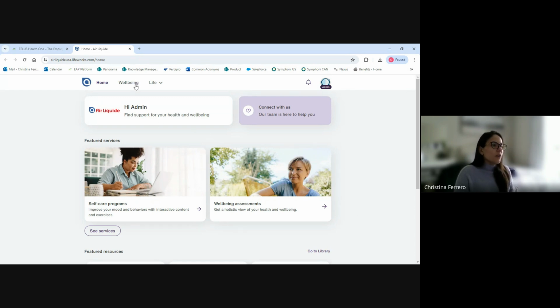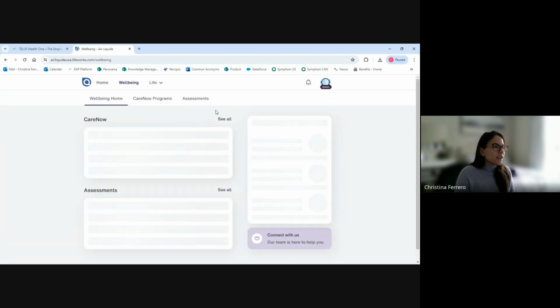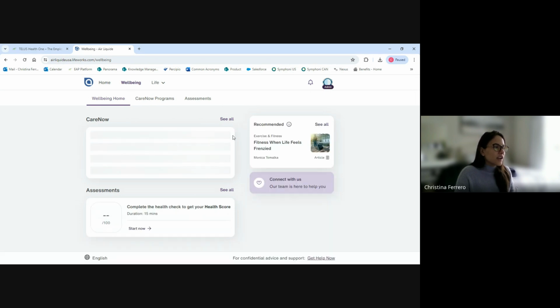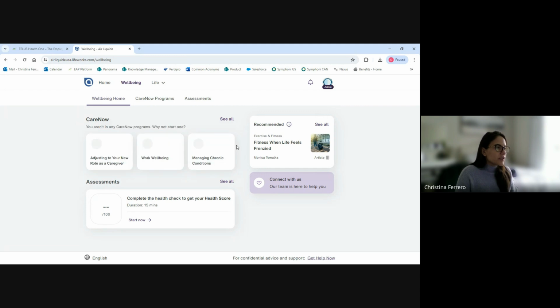But your main topics that you're always going to use are going to be here at the top tabs. So well-being, you can go ahead and click on that. This is highlighting the Care Now program that we were talking about. And it keeps asking me to do the assessment again, because we just know how important it is, because from there, it'll always recommend relevant content to you. And you'll notice every tab that you go to, it'll say connect with us. Our team is here to help you for immediate support if you ever feel that you need it.